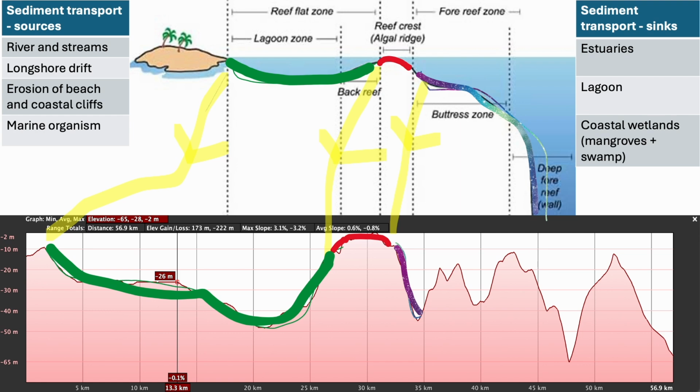In lagoons, sediment is deposited from rivers, marine processes, and biological activity. These low-energy environments allow finer materials like mud and clay to accumulate.